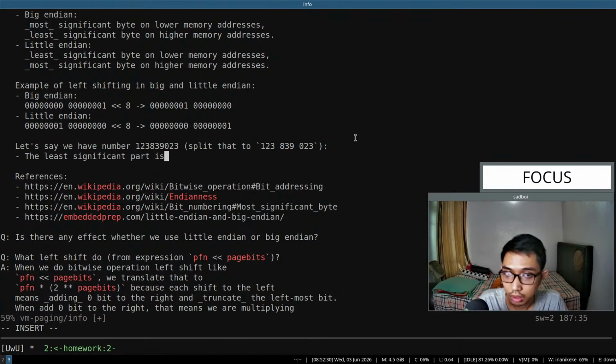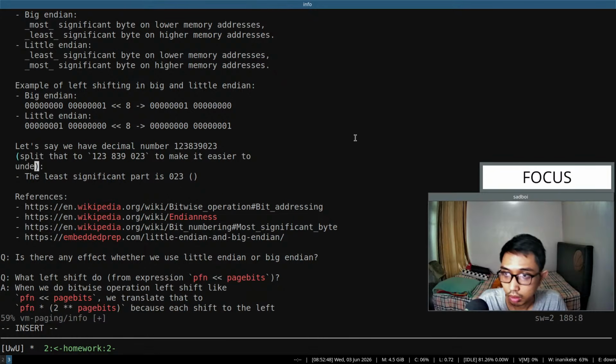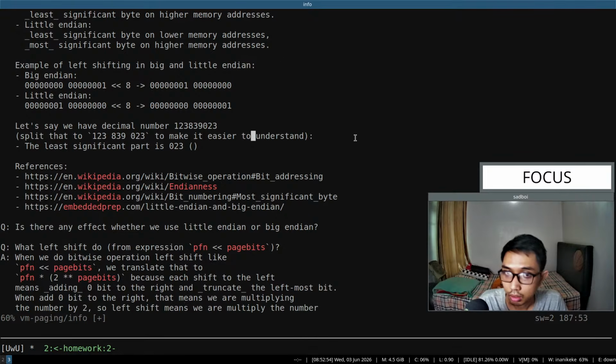Significant part is, we have a decimal number to make it easier to understand. It is in the 100, I guess.